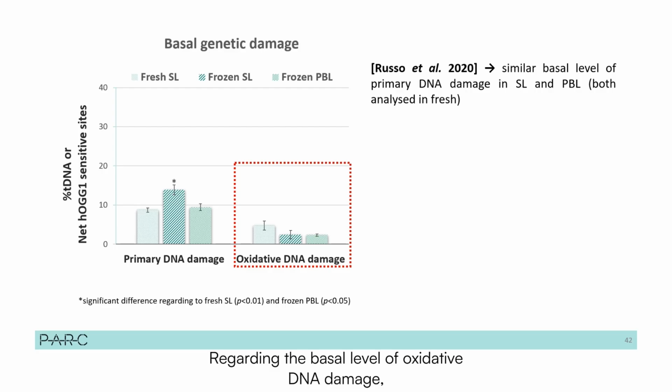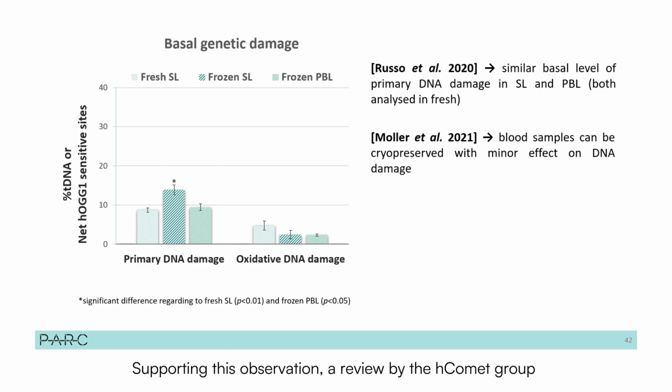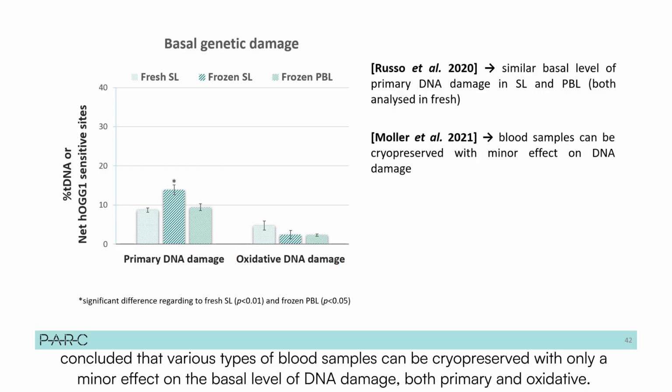Regarding the basal level of oxidative DNA damage, no differences were observed between the 3 biomatrices. Supporting this observation, a review by the hCOMET group concluded that various types of blood samples can be cryopreserved with only a minor effect on the basal level of DNA damage, both primary and oxidative.